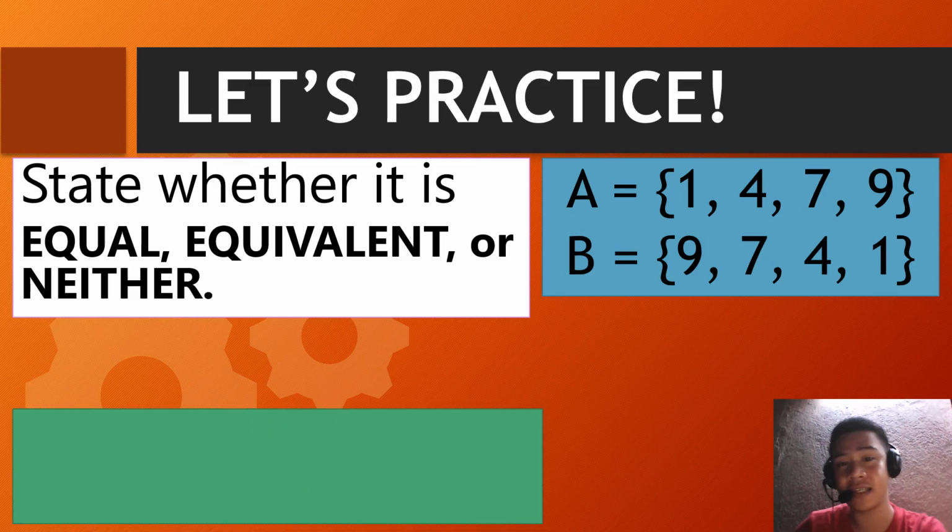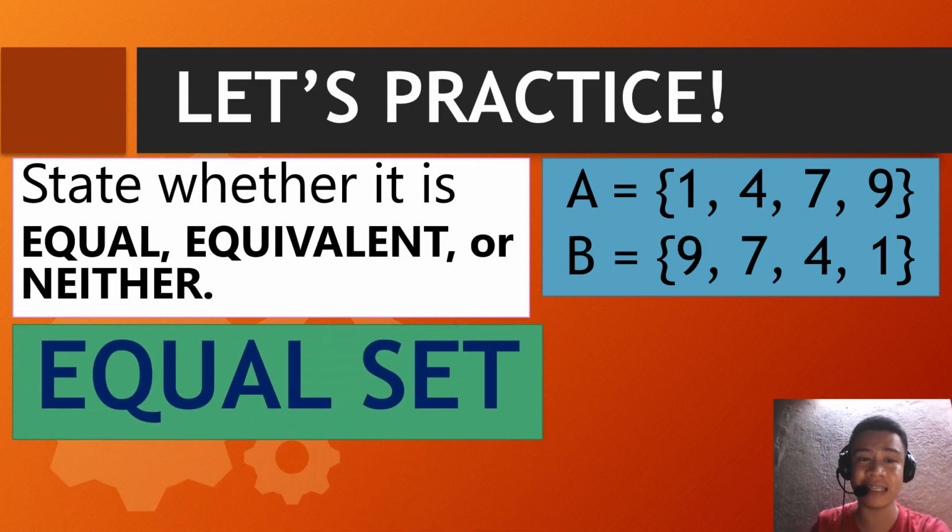Okay, the answer is set A is equal to set B. Equal po sila. Bakit equal? Kasi yung set A at saka set B, they have the same elements. Kung titignan natin, they have the same number of elements. Thus, masasabi natin na yung set A is also equivalent to set B. Kaya nga kanina sa conclusion natin, lahat ng equal set is considered as equivalent set. But not all equivalent sets are equal sets. Okay, next.